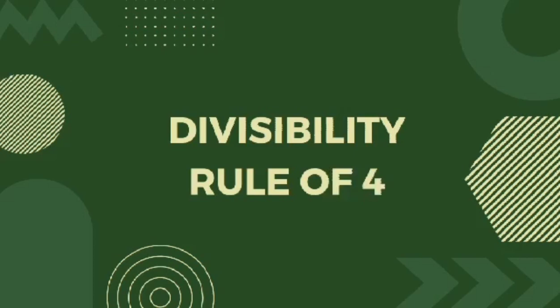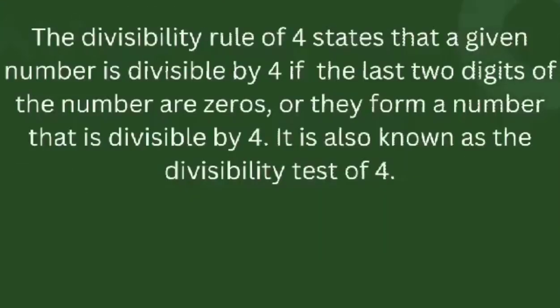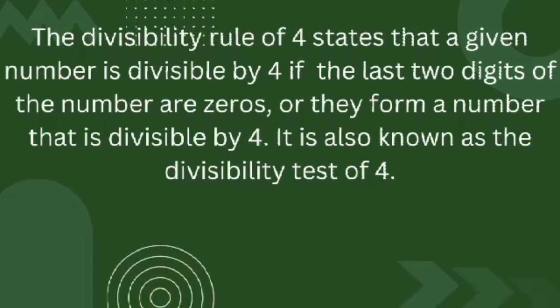Divisibility rule of 4. The divisibility rule of 4 states that a given number is divisible by 4 if the last two digits of the number are zeros or they form a number that is divisible by 4. It is also known as the divisibility test of 4.